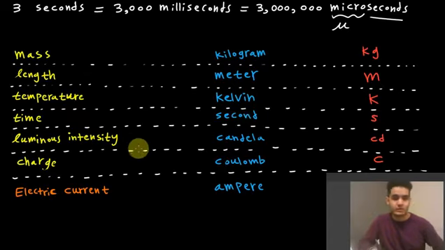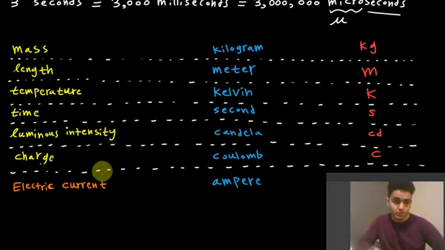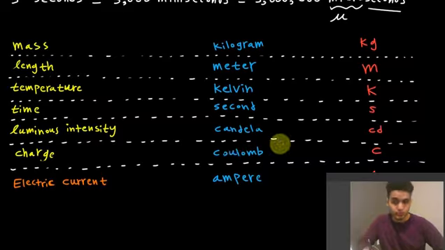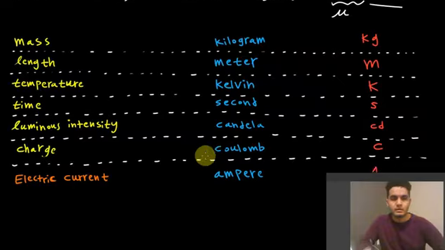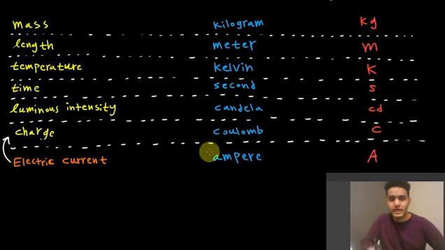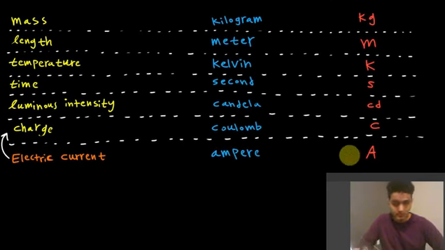Luminous intensity, which is for measuring light and such phenomena, is candela, and that's cd, lowercase. Electric charge is measured in coulombs, and the symbol is uppercase C. Another similar quantity which is related to charge and is derived from it is electrical current, which is measured in amperes, and the symbol is uppercase A.